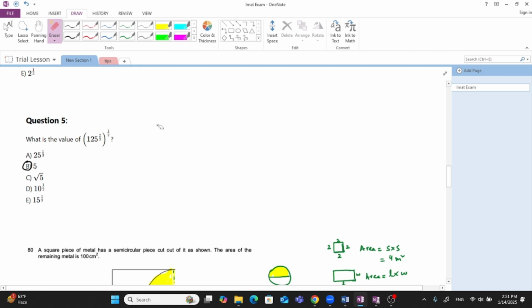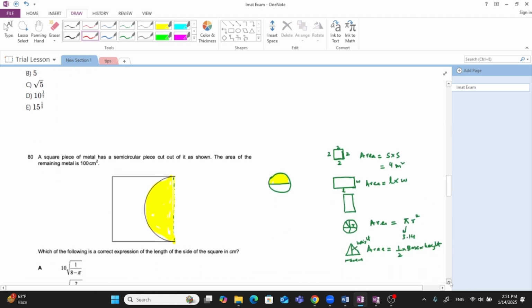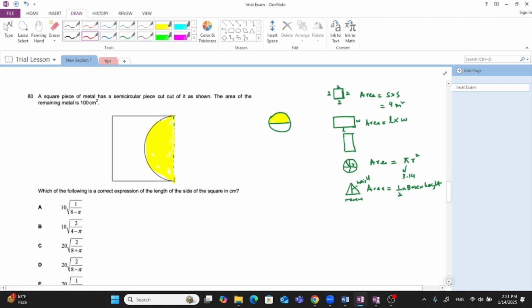This one is easy. This is for your homework, you should try this. Let's go to the next question. Such questions also come in the exam.